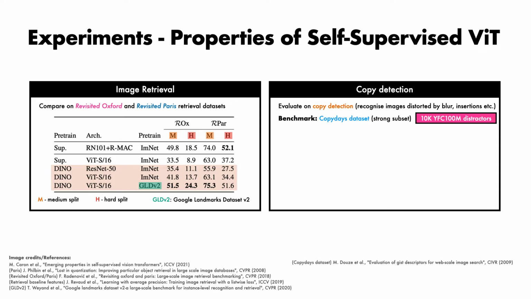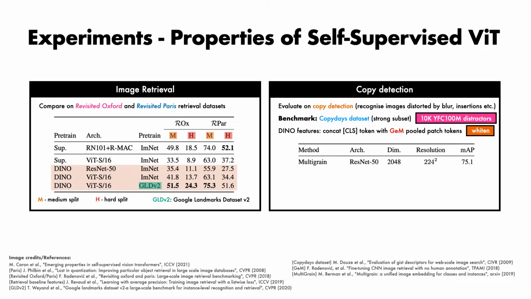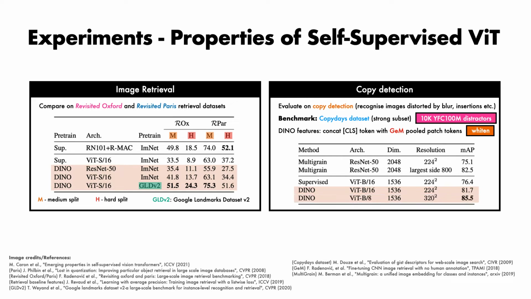The copy detection process is implemented by directly evaluating cosine similarities between features produced by the network, where the features are obtained by concatenating the CLS token with GeM-pooled patch tokens, and applying whitening on the resulting features, where the whitening transformation is learned on an extra 20k random images from YFCC100M. Comparisons are made with the Multigrain model on both 224 pixel resolution and higher resolution images, as well as with a supervised ViT-B/16 model. Against those baselines, DINO features at 224 pixels and 320 pixels perform strongly, suggesting that they are well suited to this task.